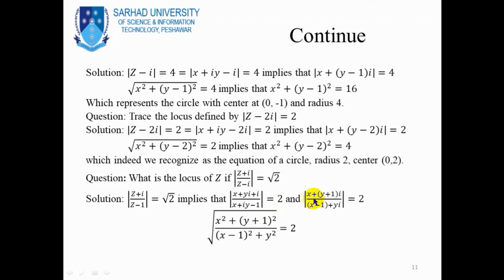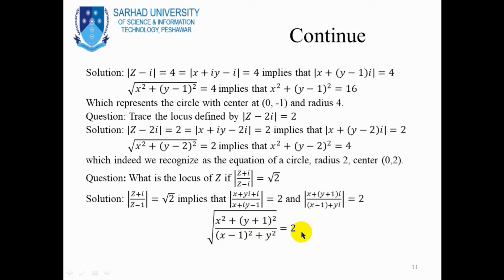Now the real part is x and the imaginary part is y plus 1 in the numerator. In the denominator, the real part is x minus 1 and the imaginary part is y, and this is equal to 2. Now for the magnitude, we have the square root of (x square plus (y plus 1) whole square) divided by ((x minus 1) whole square plus y square), which is equal to 2.